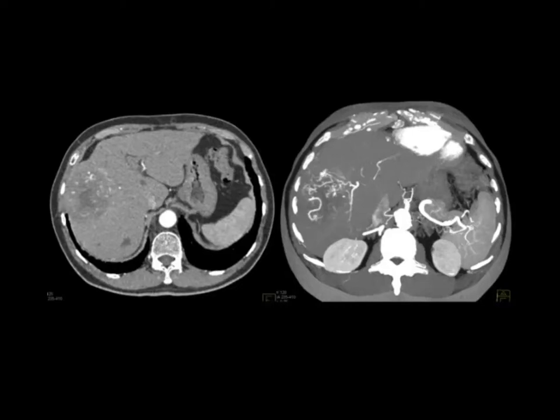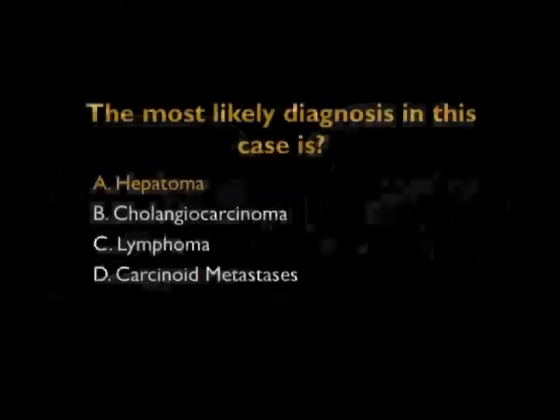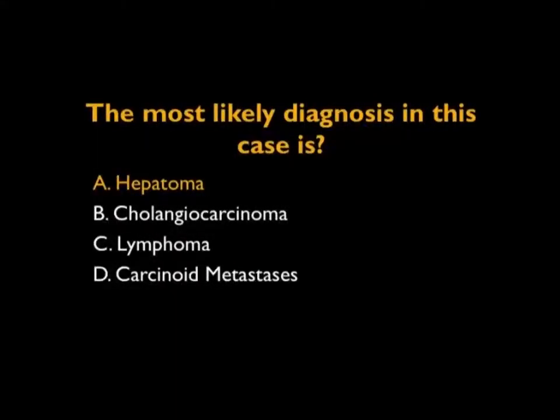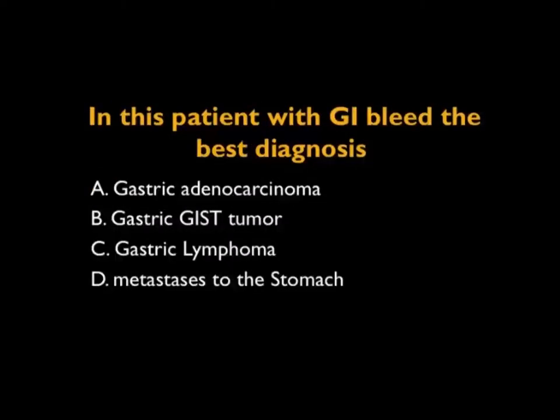They're not as vascular. Lymphoma of the liver is rare, but it's hypovascular. Carcinoid mets are very vascular. They can involve the liver, obviously. It can be single or multiple, but in the presence of cirrhosis, I'm most happy with the diagnosis of hepatoma or hepatocellular carcinoma.